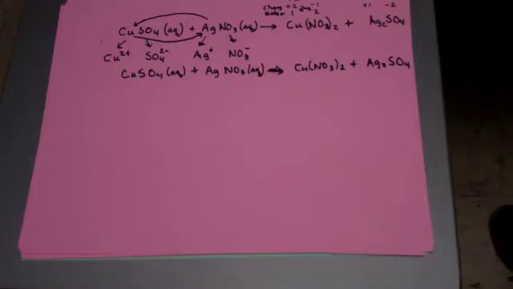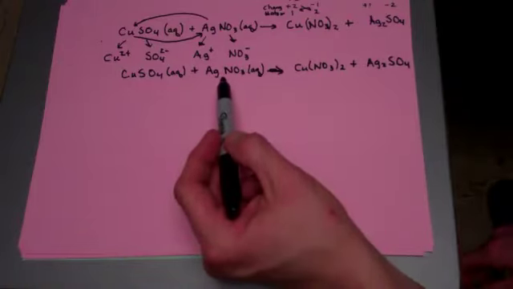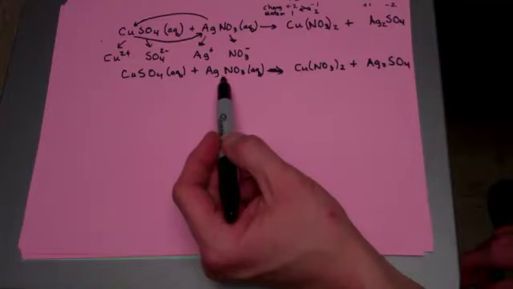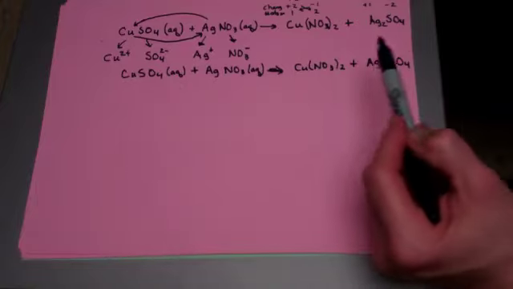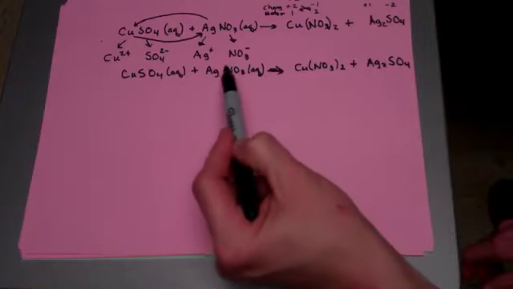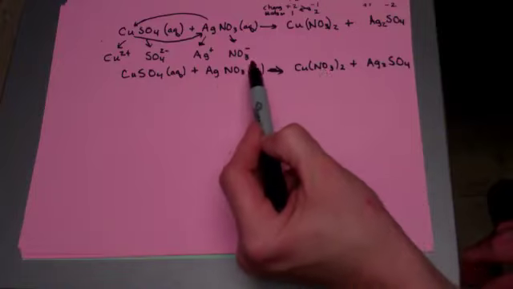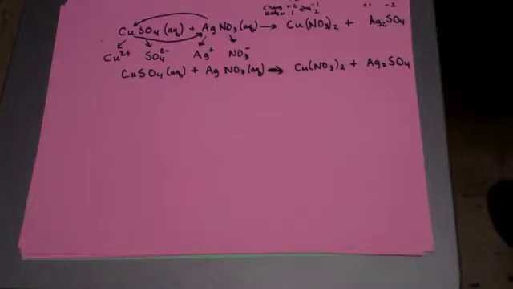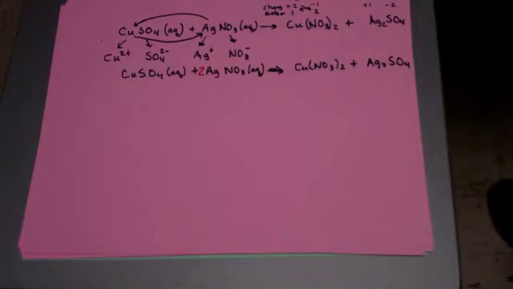And we don't know their states yet because we haven't evaluated that. But we do see that we don't have a balanced equation over here. We have 1 copper, that's balanced. We've got 1 sulfate, that's balanced. But I've got 2 silvers over here and I only have 1 over here. I also have 2 nitrates over here and I only have 1 over here. So to balance this guy, we're going to have to change the coefficient on this side to 2 so that we can get balance on both sides.